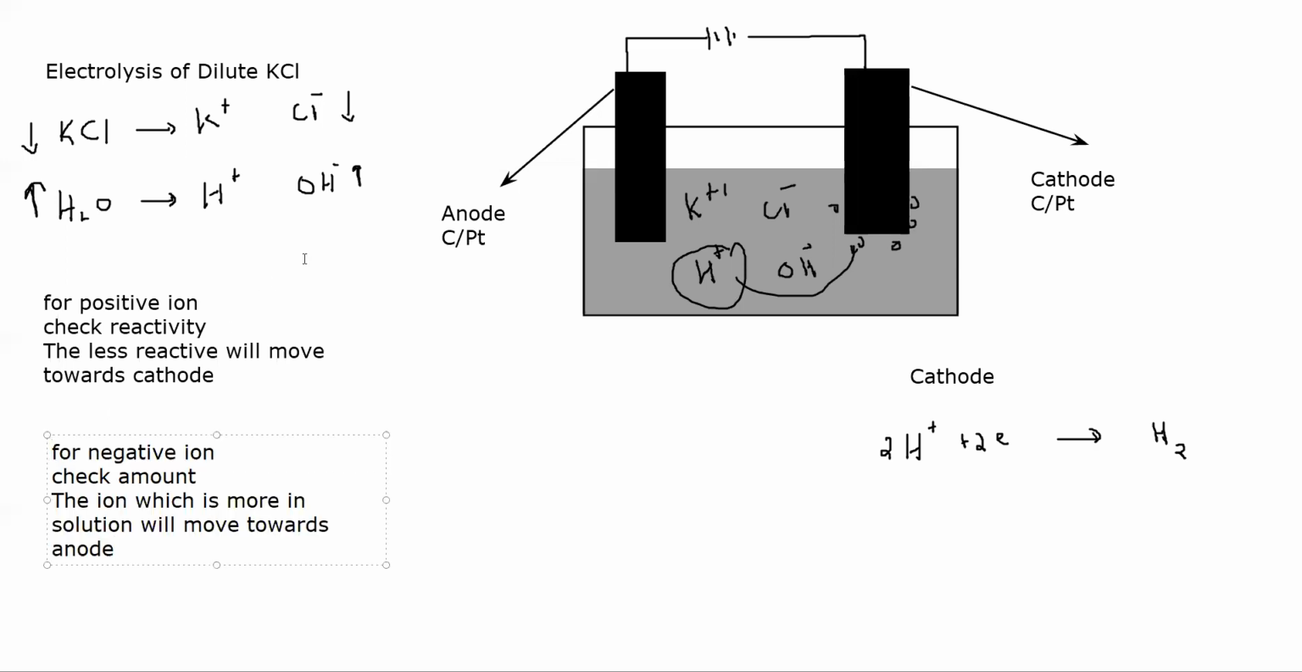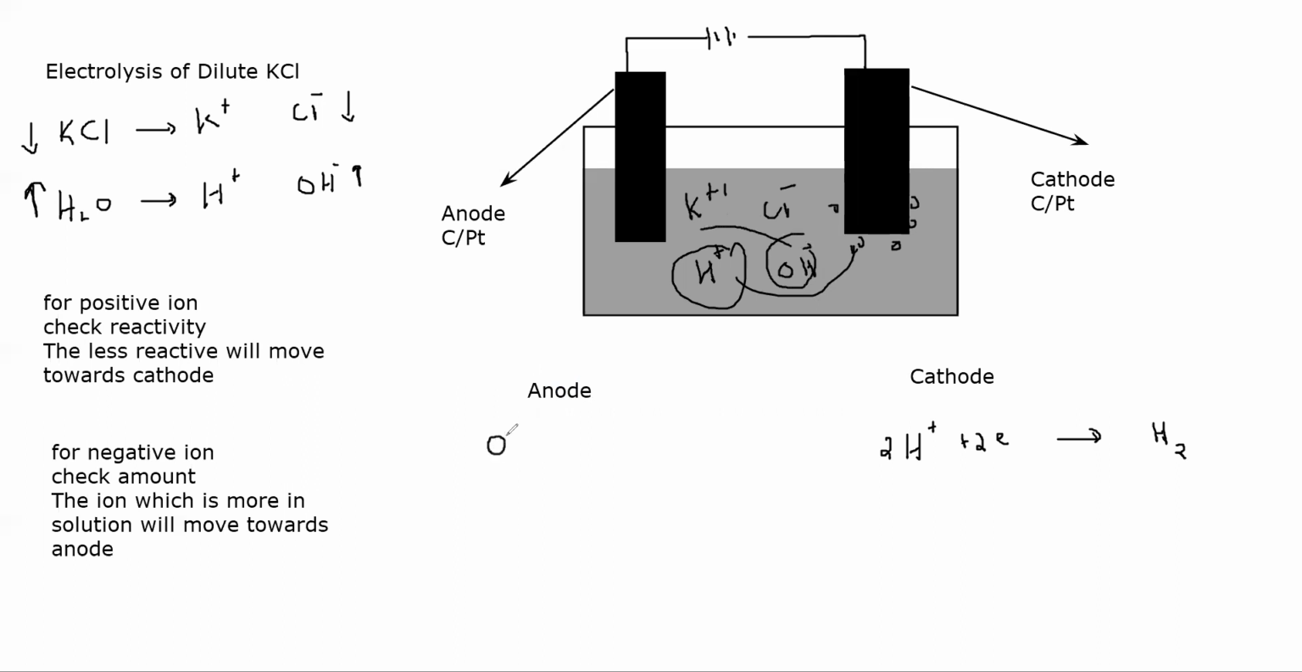For the negative ion, the criteria is the amount. The ion which is more in the solution will move towards anode. So which ion is more in this example in the solution electrolyte? Which ion is in greater quantity within the electrolyte? Chloride ion or hydroxide ion? Hydroxide ions. So hydroxide ion is more.